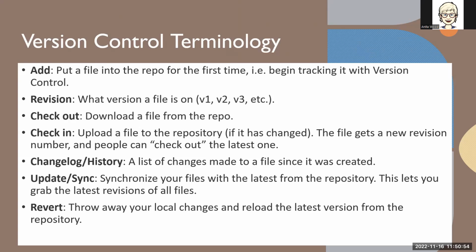That's the list of all the changes made to a file since it was created. It's more extensive than just the number version 1, version 2. It is the true listing of changes. Now, I can update or sync. So say I'm working on my own computer and I want to make sure that I have the latest version. And I want to make sure I have added my information to the versions up in the repo, so I can synchronize the files.